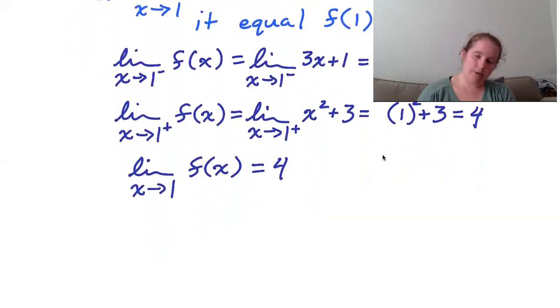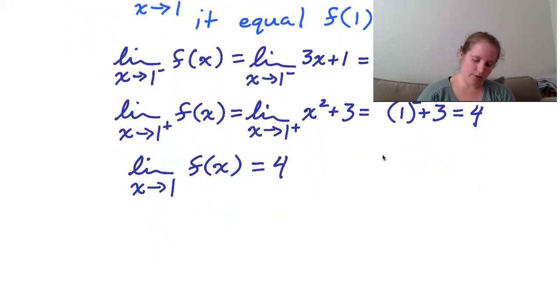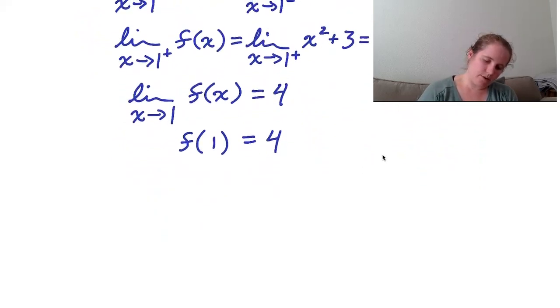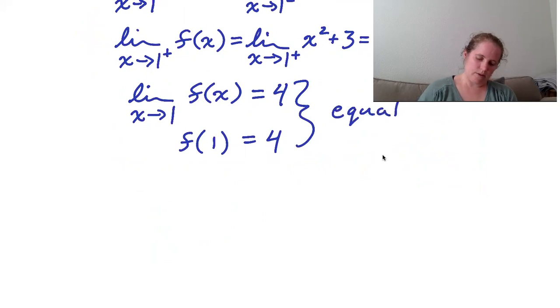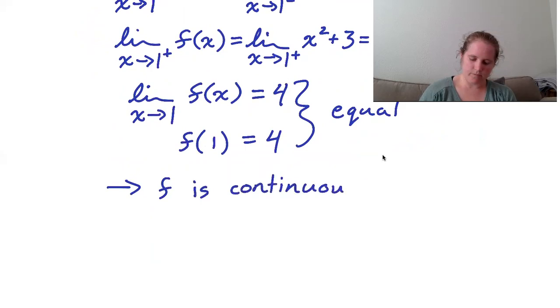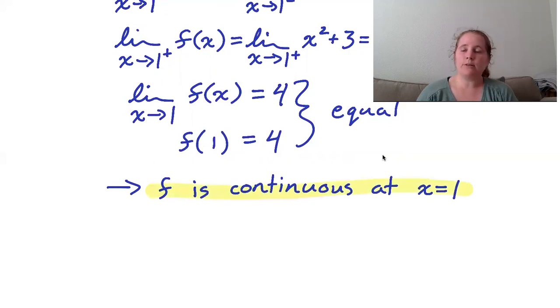And then the other thing we need to check is, is this equal to f of 1? So if we take f of 1, we were told that f of 1 was simply equal to 4. So these are equal. So that means that f is continuous at x equals 1. So we have that it's continuous at x equals 1.